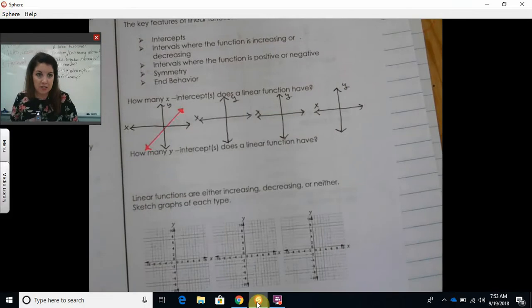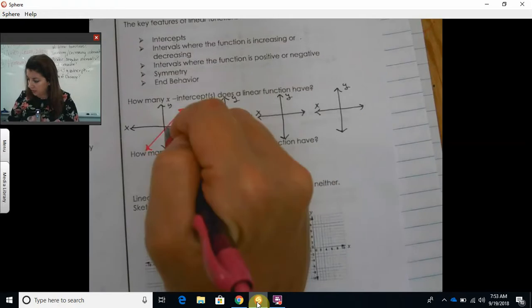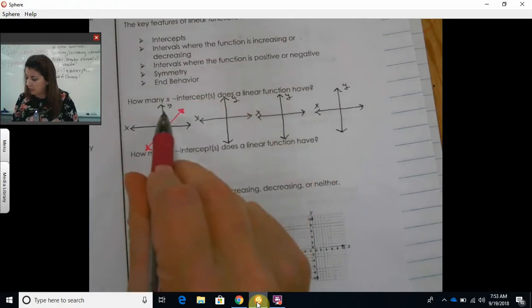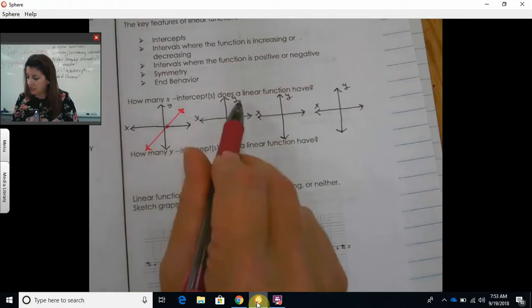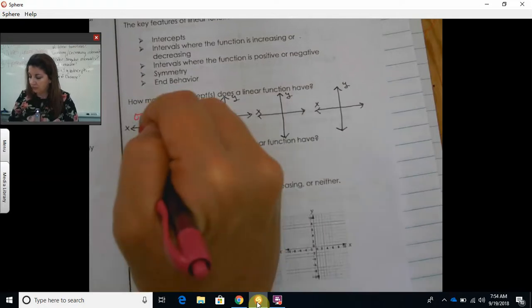And you know that an x-intercept means what? What does that mean? What's a y-intercept? Where your graph crosses the y-axis. So what is an x-intercept? Where it crosses the x-axis. So in this pink line that I drew, how many times does it cross the x-axis? Just once, right here. So in this example, the question said how many x-intercepts does a linear function have? In this example, it has 1.